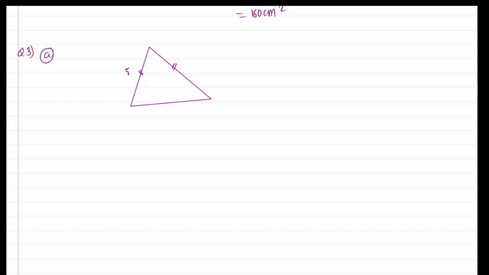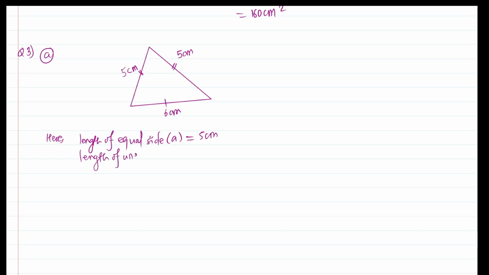Question number 3A. These two sides are equal, 5 centimeter and 5 centimeter, and this third side is 6 centimeter. Length of equal side, that is denoted by A, that is 5 centimeter, and length of unequal side denoted by B, which is 6 centimeter.